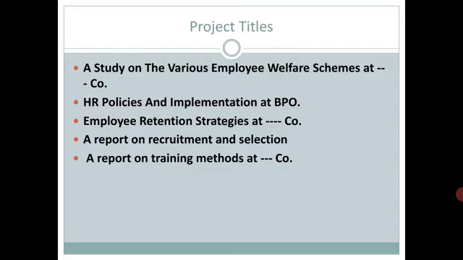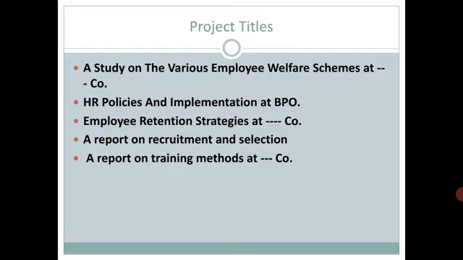Then in the third topic, employee retention strategies at dash dash company. Here what we are supposed to do, how the retention strategies of employees are adopted in different countries, different companies. Whichever company you have identified, related to that, you are required to quote out the employee retention strategies.